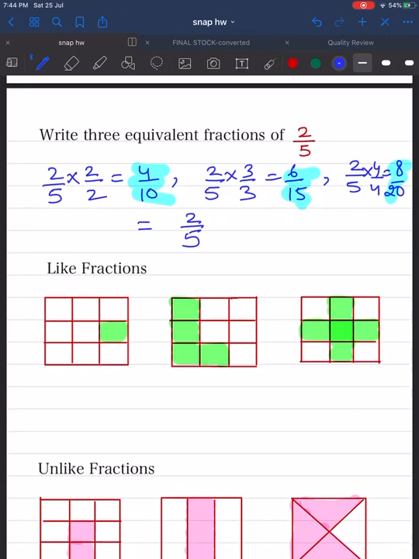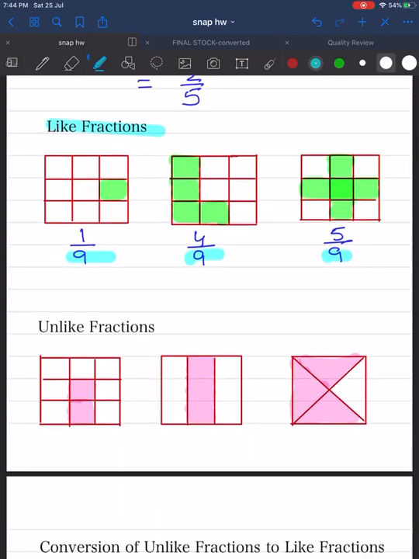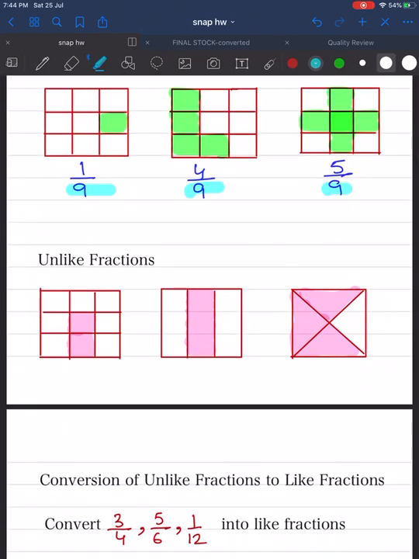Now look at the figures here. In figure 1, one part is shaded out of 9 equal parts. 4 parts are shaded out of 9 equal parts, and in the third figure 5 parts are shaded out of 9 equal parts. Now these are called like fractions as their denominator is the same.